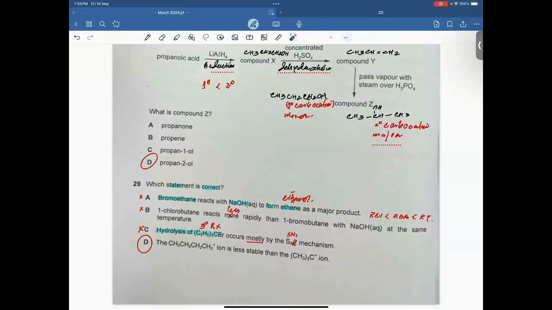Let's talk about D. This carbocation is less stable than this one. That's true. This is 1 degree carbocation, and this is 3 degree carbocation, and 3 degree carbocation is more stable than 1 degree. So D is going to be the right answer. This is less stable, and this is more stable.